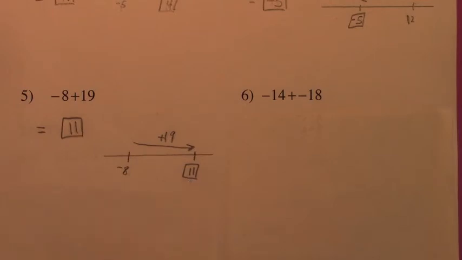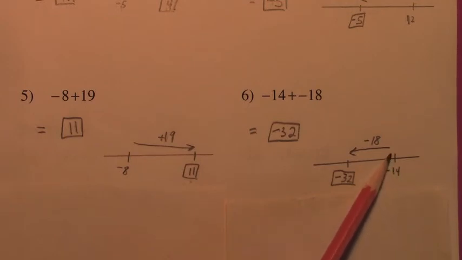When you add two negatives here, this answer is going to be negative. It's going to be -32. If you lose $14, you lose 18, you've lost a total of 32. Or number line, you start at the first number, -14, and you go 18 to the left, you end up at -32 on the number line.